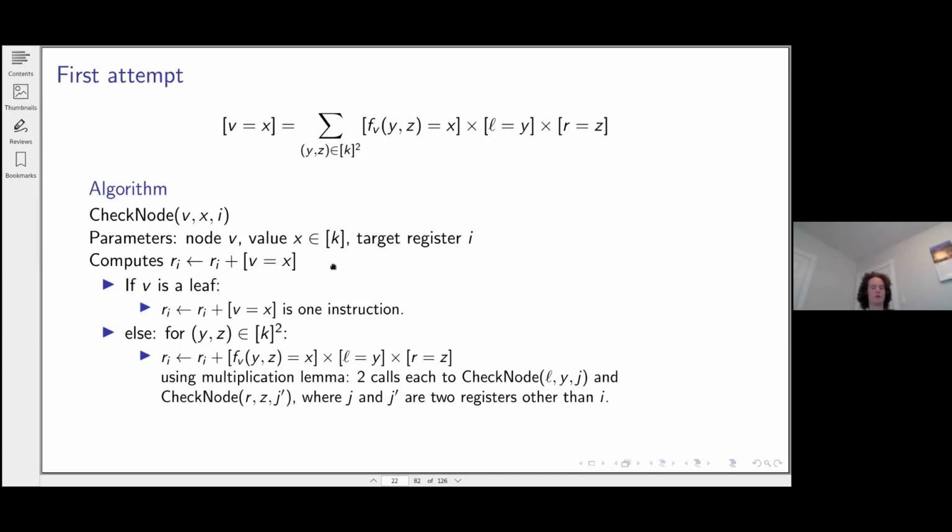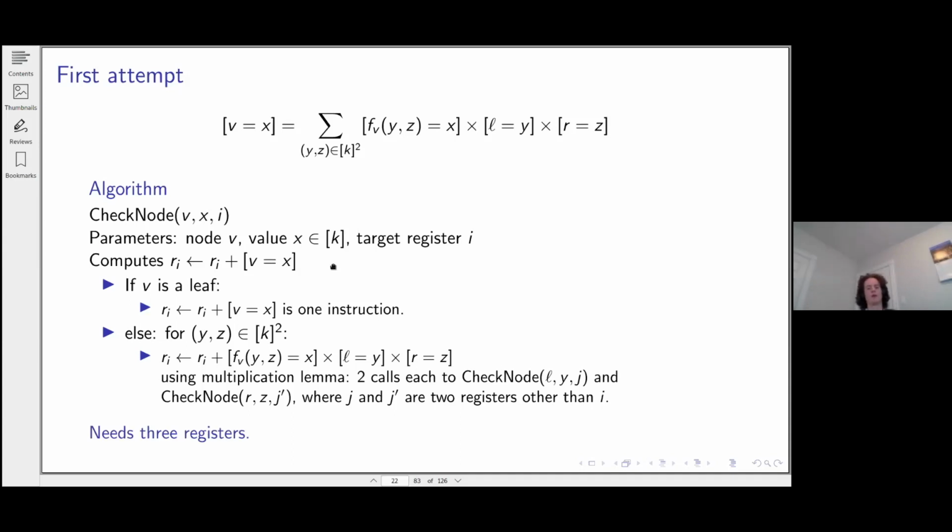To find the product of those two things, we can make use of that multiplication lemma we just saw. So we're going to allocate two other registers, other than register I, call those registers j and j prime, and we're going to use 4 recursive calls to check node on the two children in order to implement that multiplication. And so that completes the algorithm. And the question to ask about it is, how big is the branching program that we get if we implement this algorithm?